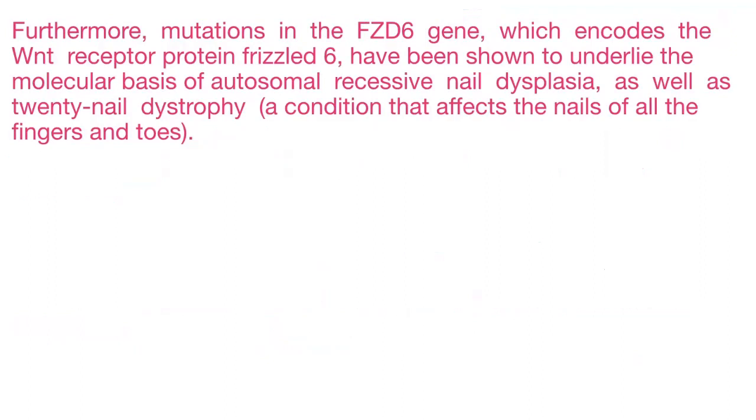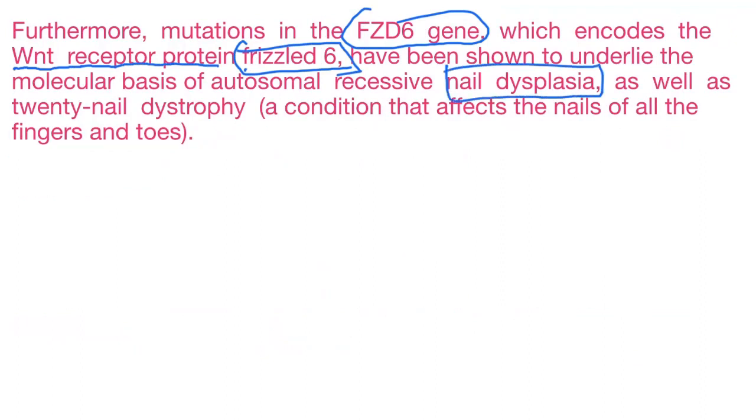Furthermore, mutations in the FGD6 gene, which encodes the WNT receptor protein FGD6, have been shown to underlie the molecular basis of autosomal recessive nail dysplasia, as well as 20 nail dystrophy, a condition that affects the nails of all fingers and toes. Dystrophy.